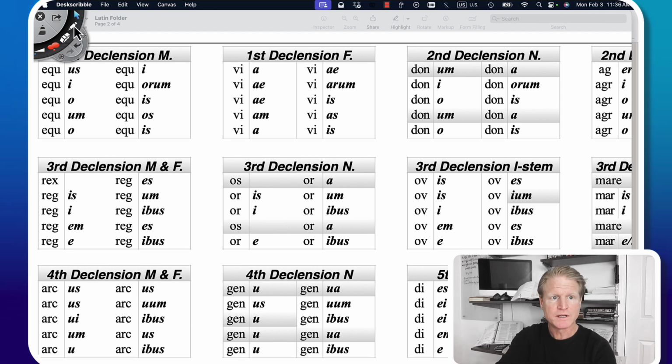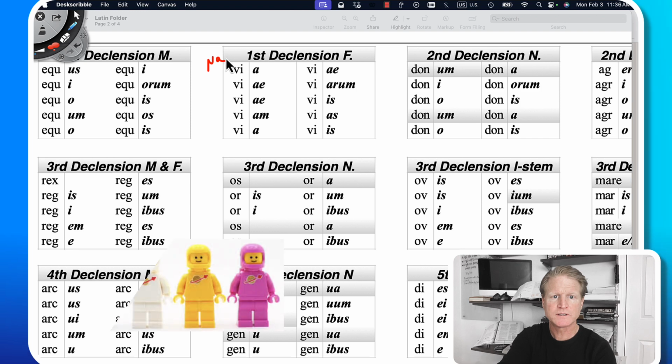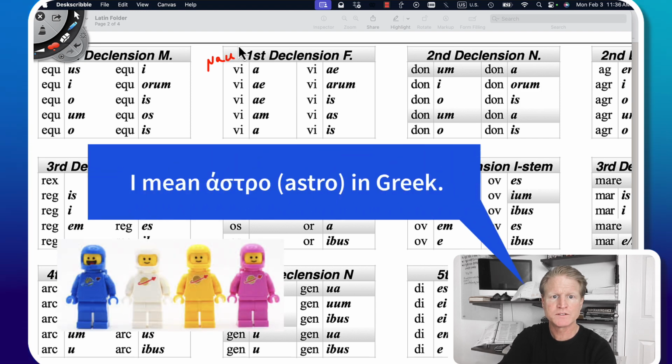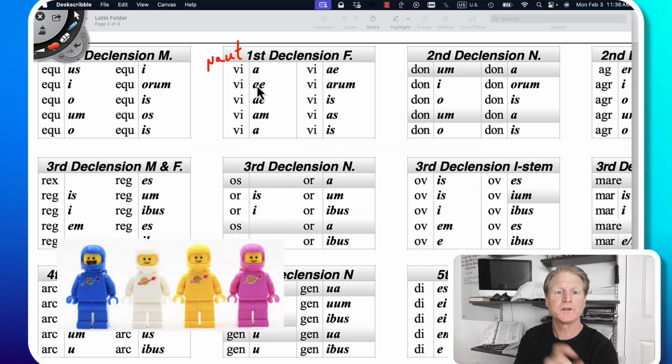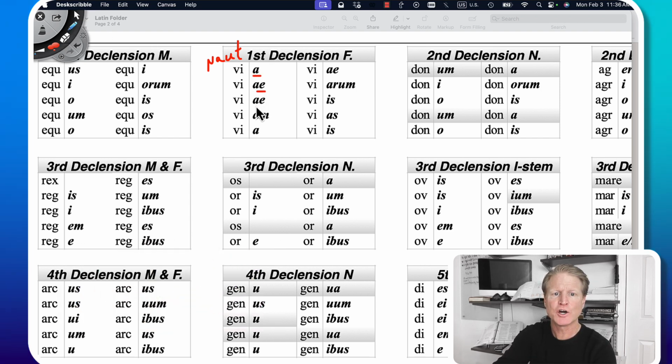Okay, our next word is nauta. Nauta means sailor. This is where we get the word astronaut. Aster in Greek means star, and I think astro in Latin can mean star as well. But anyway, we combine that with naut, which means sailor, and we have an astronaut, a star sailor. Nauta, sailor. Nautae, of the sailor.